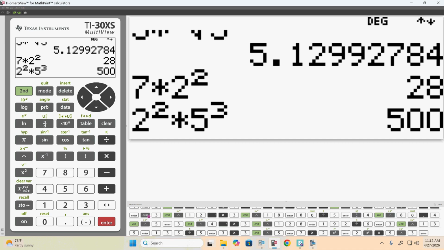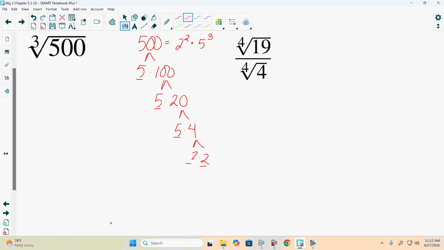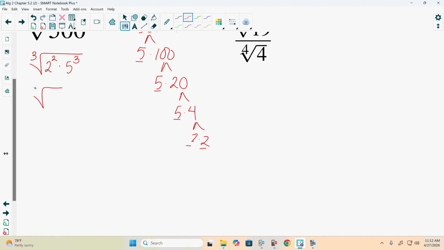So with simplifying this radical, we can replace 500 with the cubed root of 2 squared times 5 to the third. And just like before, because of our product property with radicals, we can rewrite this as the cubed root of 2 squared times the cubed root of 5 to the third. Now our cubed root of 5 cubed would be 5.